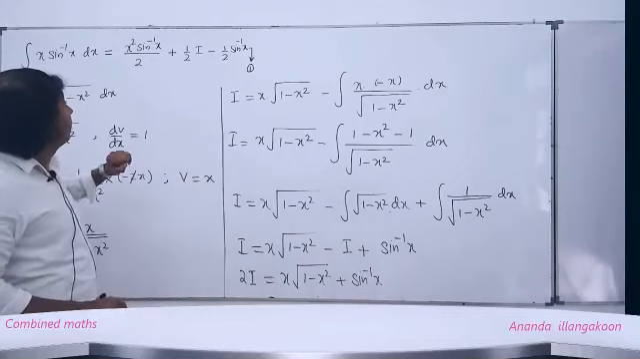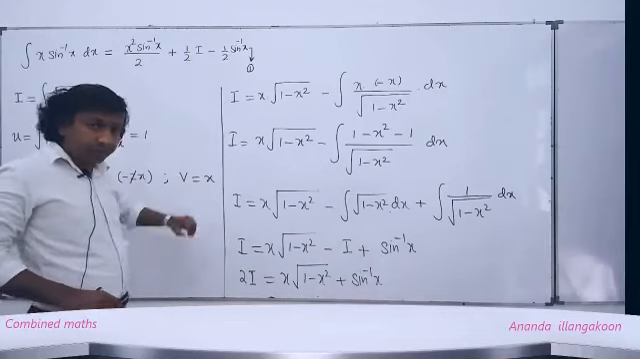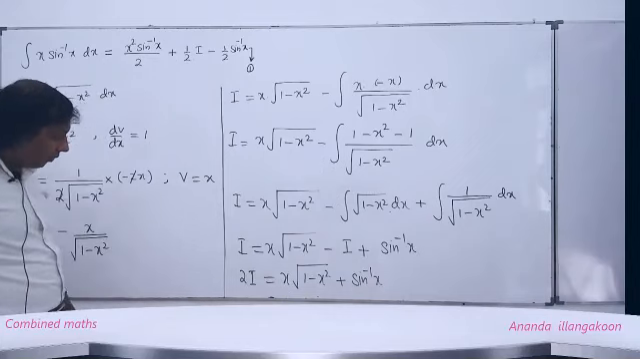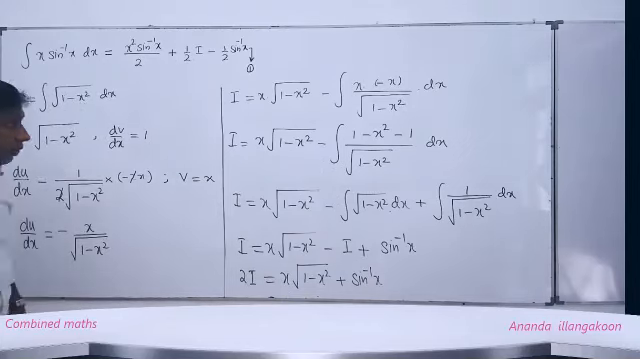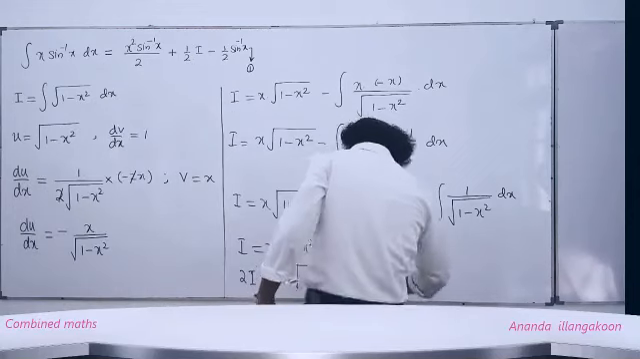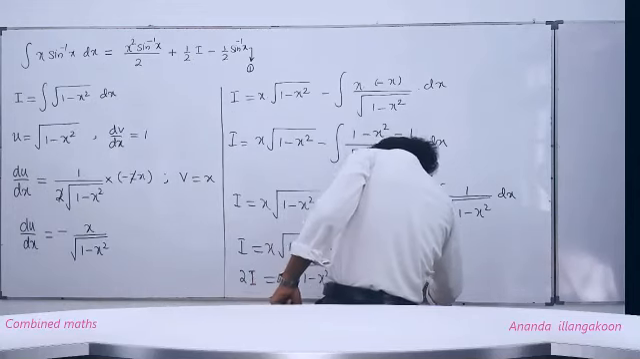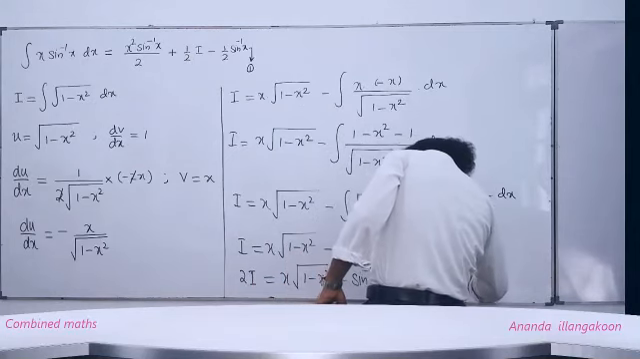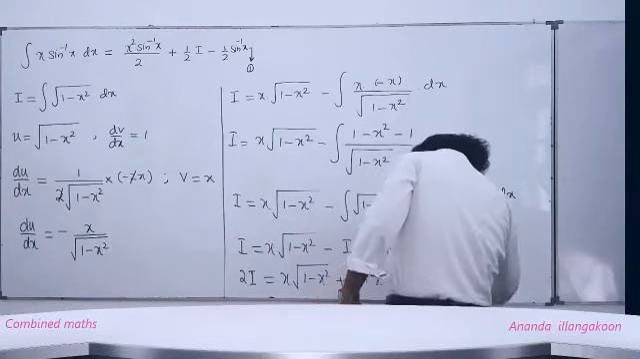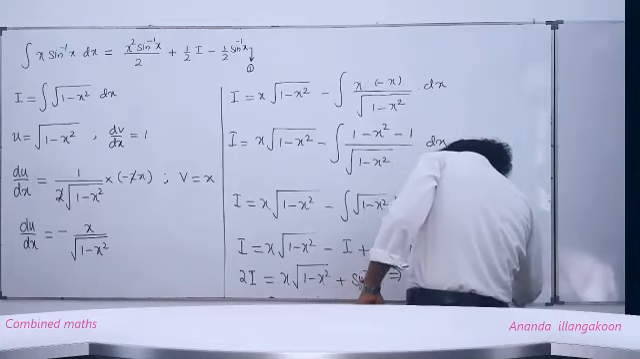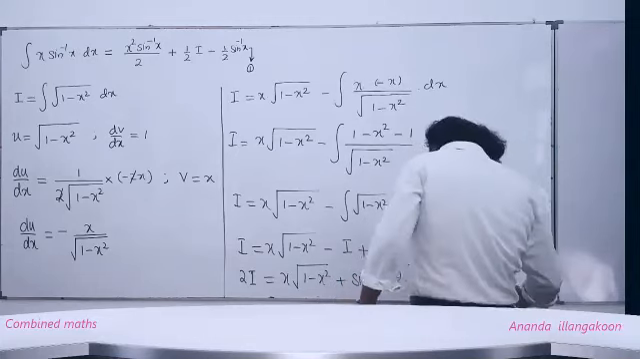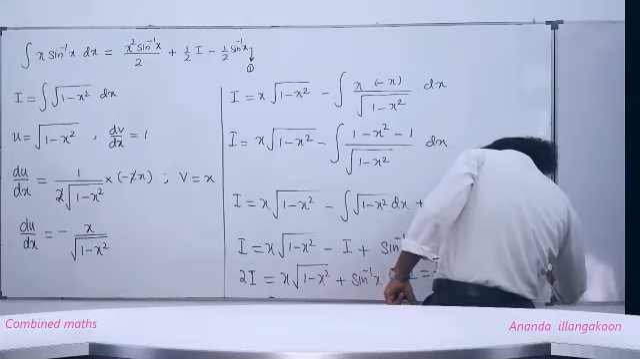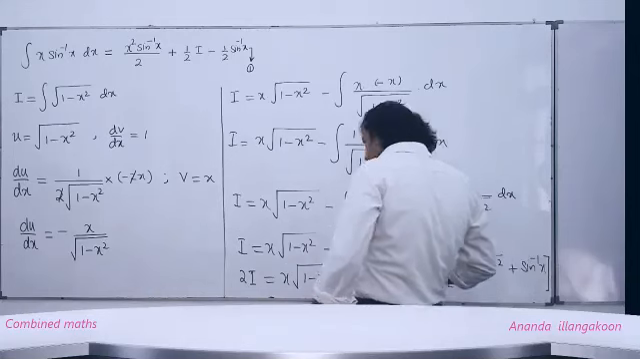Okay, then you can make I the subject. That I, people, we can put where? Here. Okay, no? Right. Then we get the answer. Then I can be expressed as half x times square root of 1 minus x squared plus sine inverse x.